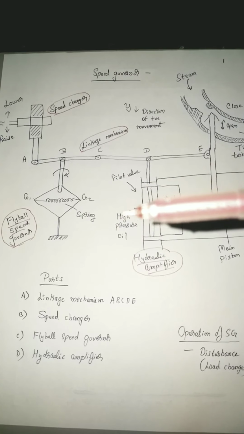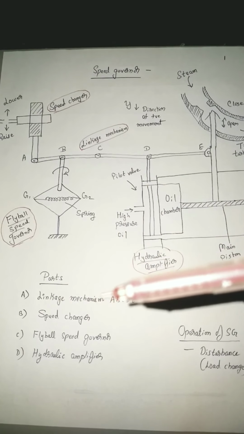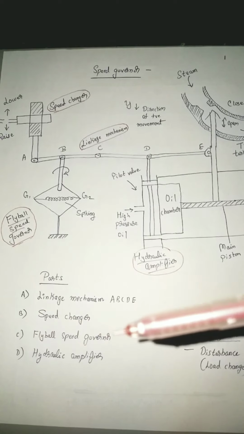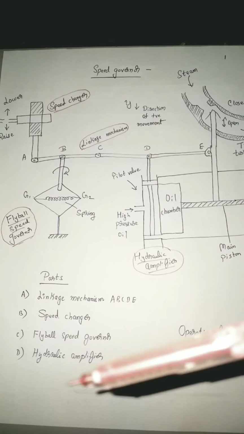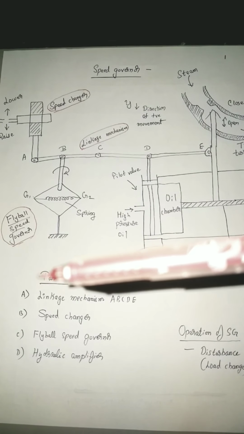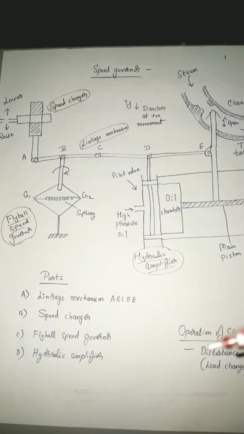So now we have understood the operation of linkage mechanism, speed changer, flyball speed governor, and hydraulic amplifier. Now we have to see the coordination of all these parts, how they work whenever there is a disturbance. Again, disturbance is nothing but change in load demand. Either it is an increase in the load demand or a decrease in the load demand.